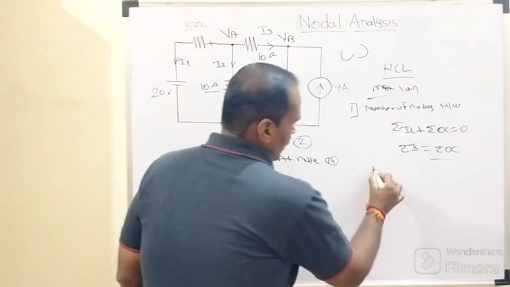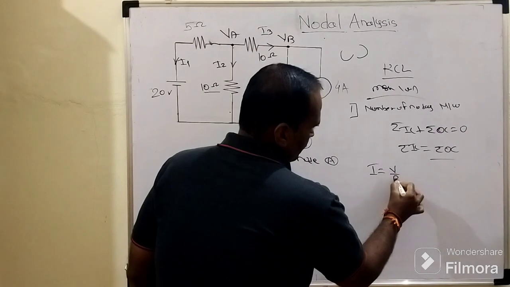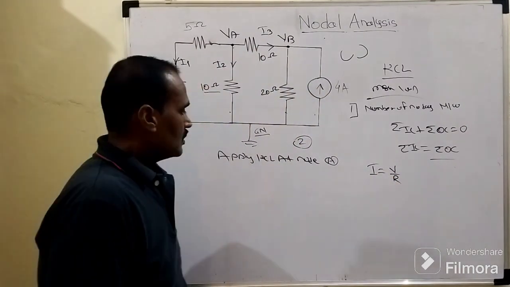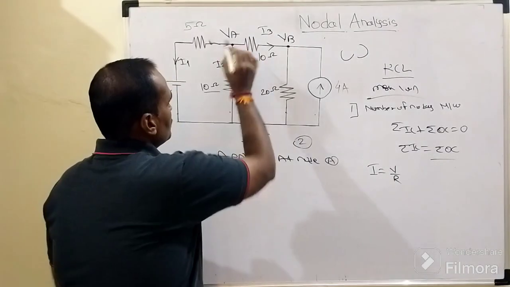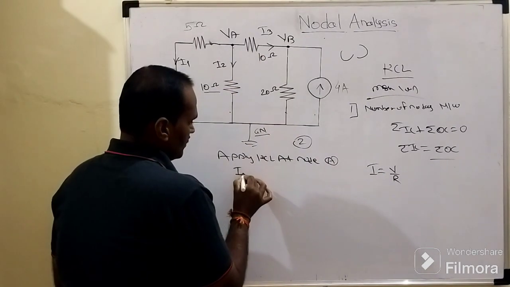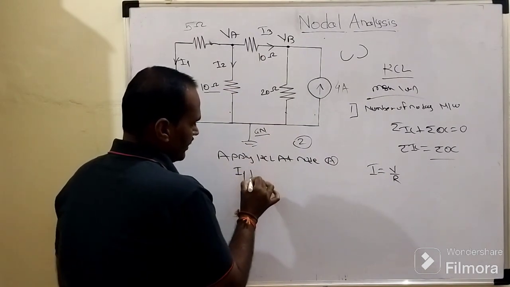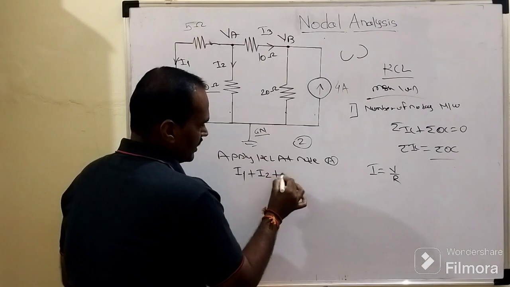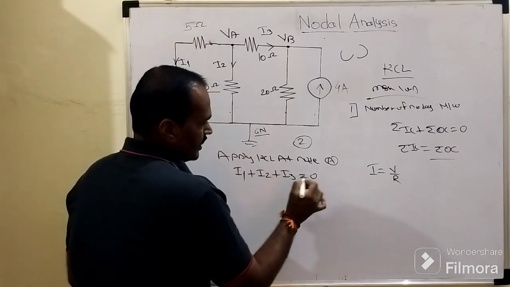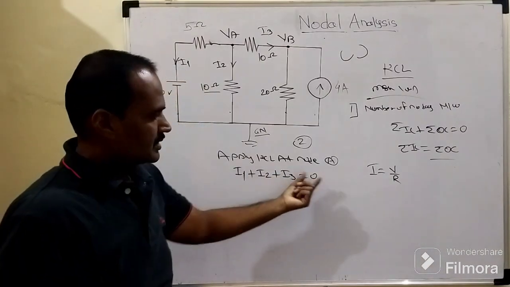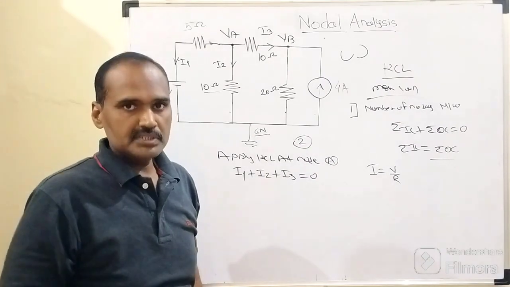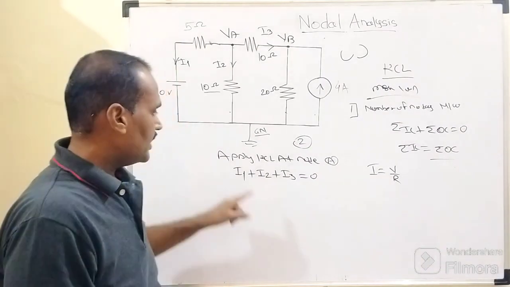So we need to write the current equation for each and every branch. According to Ohm's law, I equals what? V by R, right? So when we apply this KCL at node A, the KCL equation will become: this is the first outgoing current I1, this is the second outgoing current I2 and this is the third outgoing current I3. I1 plus I2 plus I3 equals 0. This is how the KCL equation is to be written.